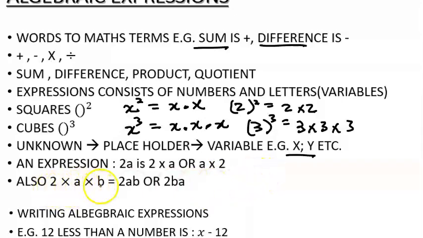Also 2 times A times B is 2AB or 2BA. If you had to expand 2AB, it's 2 times A times B. Everything in mathematics, remember, can go backwards and forwards. Remember that, with equal to sign. 2BA, 2AB, there is no difference, they are the same. But as I mentioned before, we will normally write it in alphabetical order.